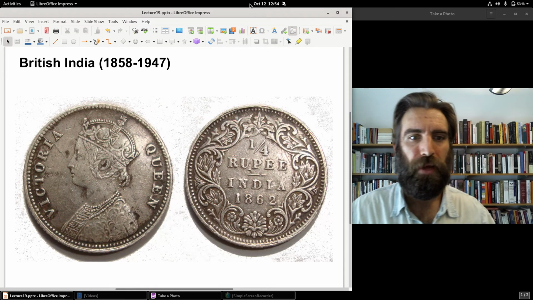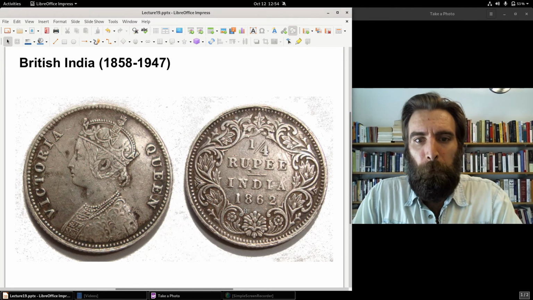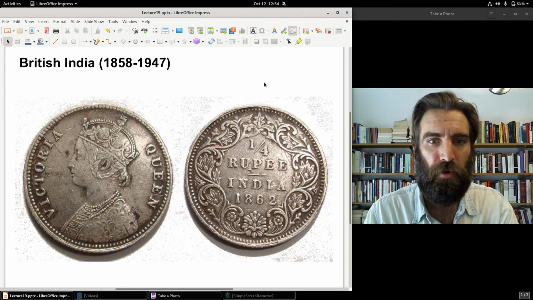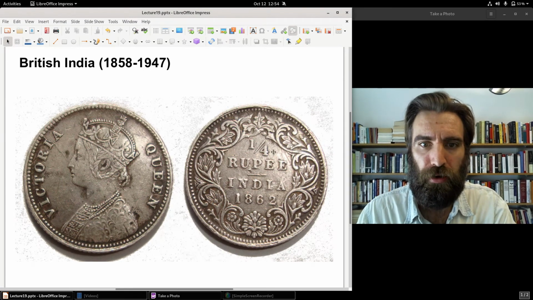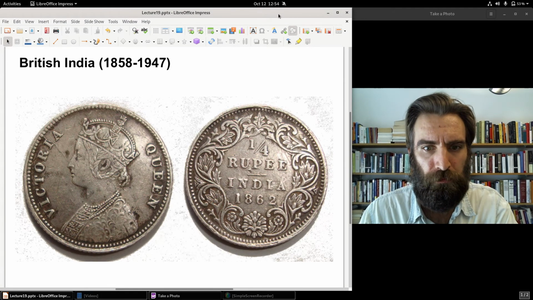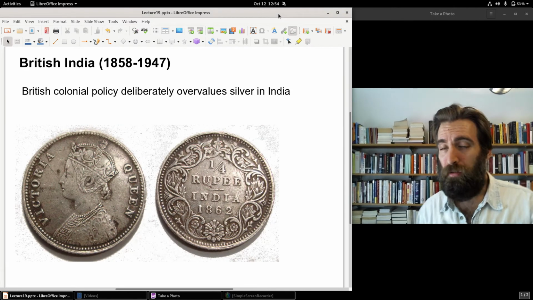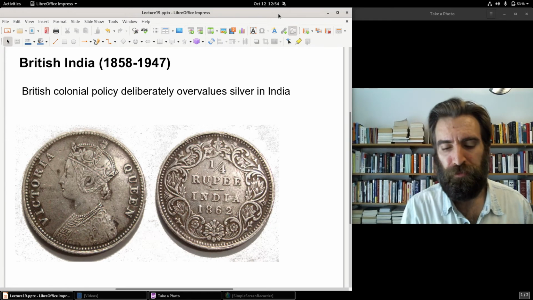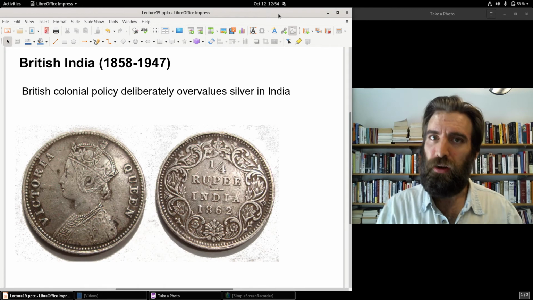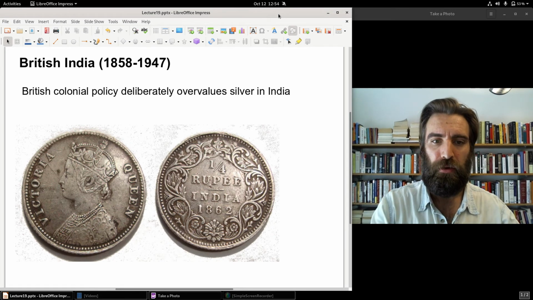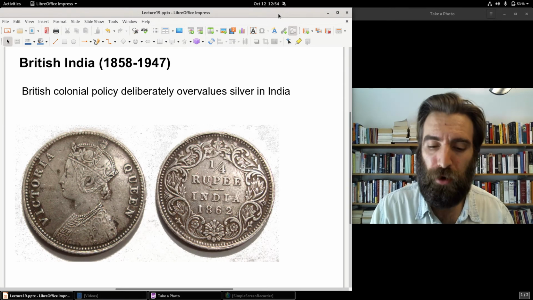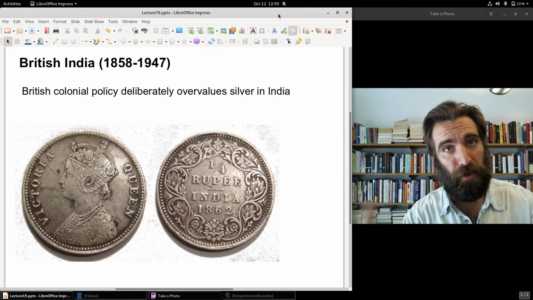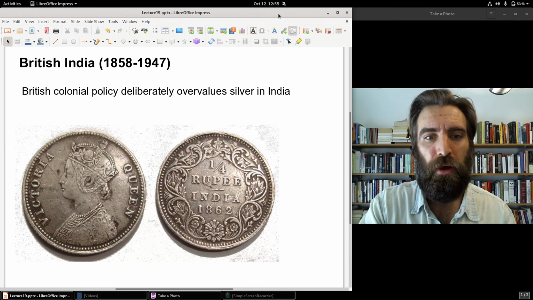And again, the coinage reflects that. This is a coin issued shortly after that rebellion. No mention of a company. This is a British colony now. Again, they retained the unit of account that was used by the Mughals. And one of the policy positions of the British government in India was to overvalue silver. So you're not going to find, at least often, gold coin used in India. The policy overvalues silver on purpose so that silver would be the dominant medium of exchange, the dominant coin, together with these banknotes in India.